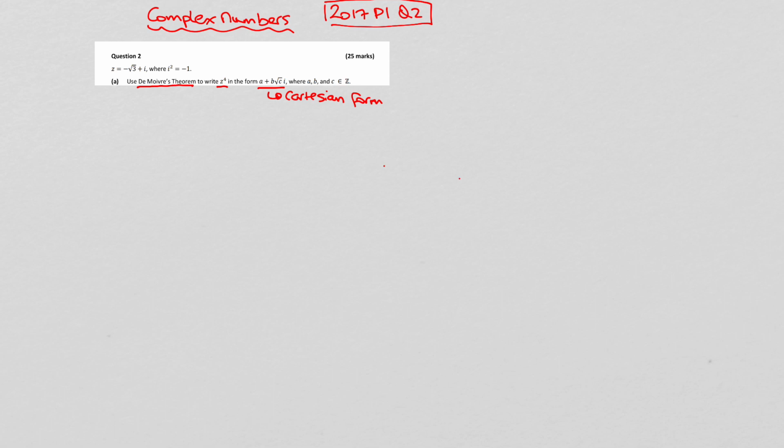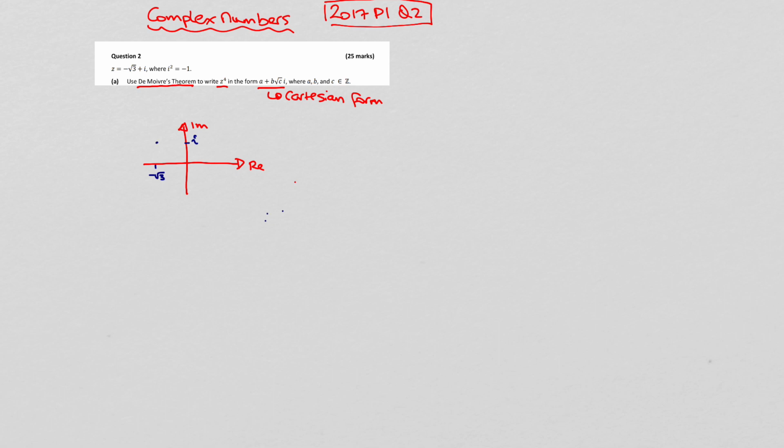So in order to raise a complex number to a power, the first thing that we want to do is draw the Argand diagram and see where our complex number lies, and then change it from Cartesian form into polar form so that we can use de Moivre's theorem. So here we can see that the complex number is minus root 3 plus i. So that means I'm going out minus root 3 on the real axis, and I'm going up to i on the imaginary axis. So this is our real axis and our imaginary axis.